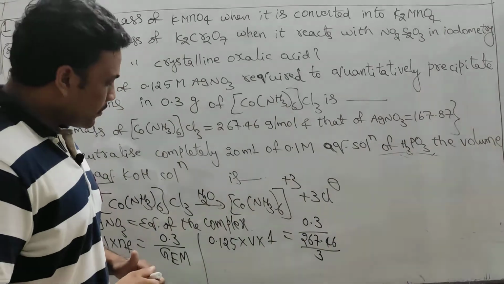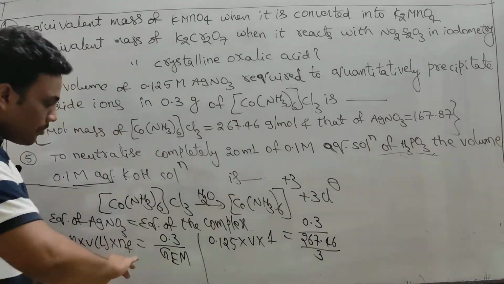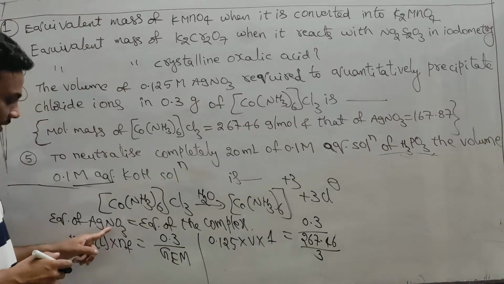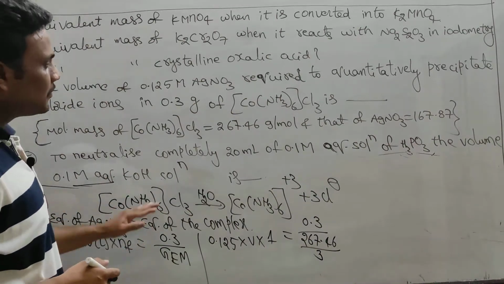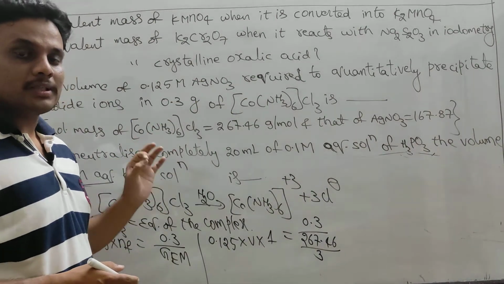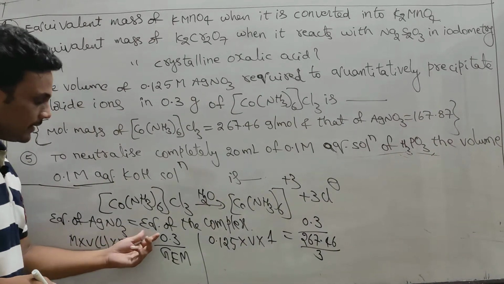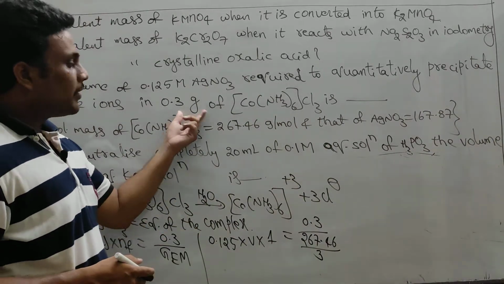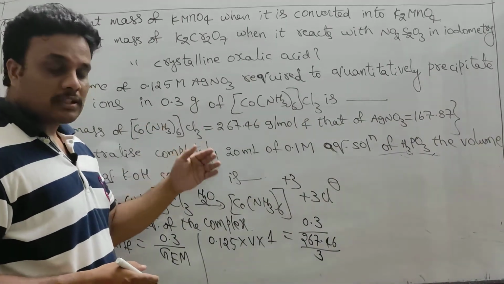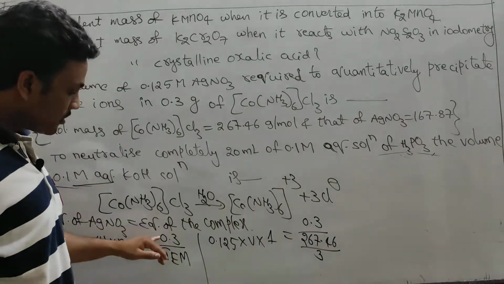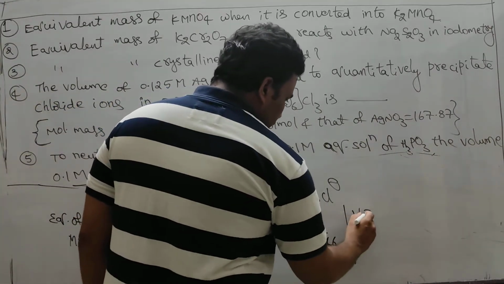So number of equivalents of this one is equal to number of equivalents of this. But the formula is different. On the left side for AgNO3 I have taken molarity into volume into N factor. I mean, on the basis of given information, you have to choose the appropriate formula of number of equivalents. But on the right side for this complex, weight is given, so mass value is given, and for equivalents we know the relation mass upon gram equivalent mass. So very simple calculation, volume can be calculated.